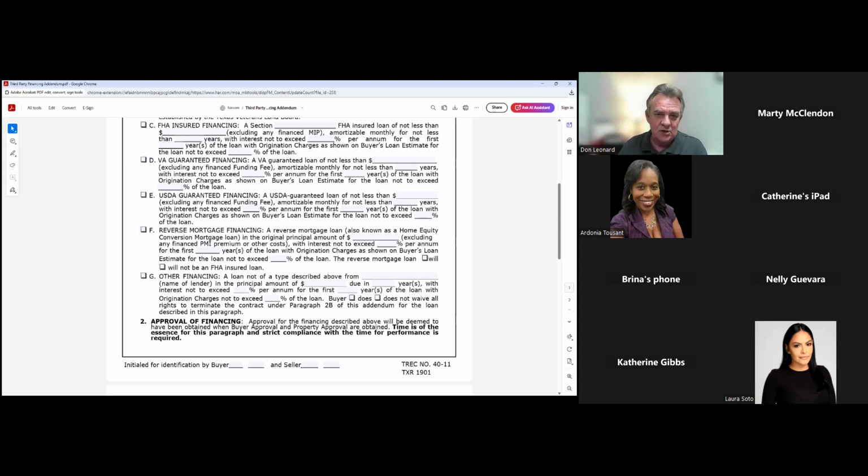Hard money transactions are not cash transactions, and they should not be considered such, and they should not be written up as a cash transaction because they're not.